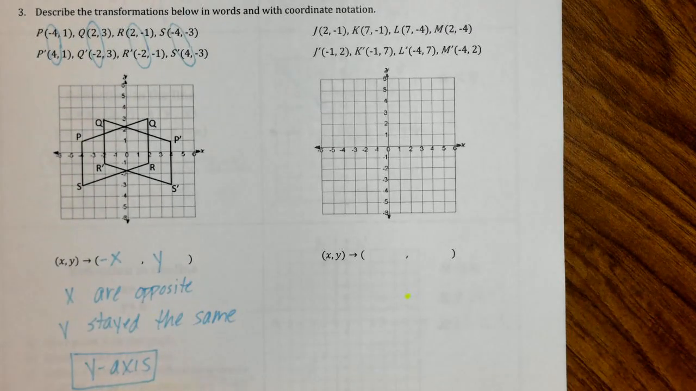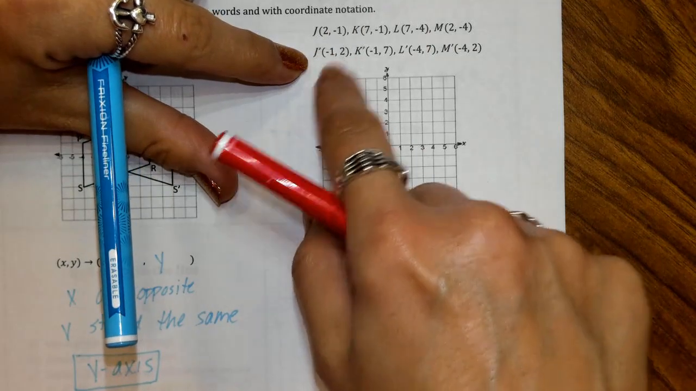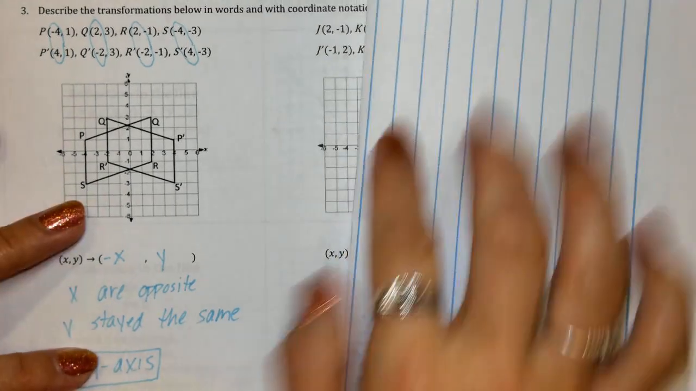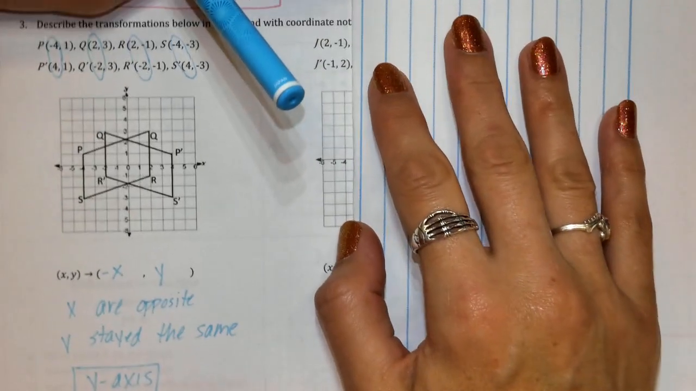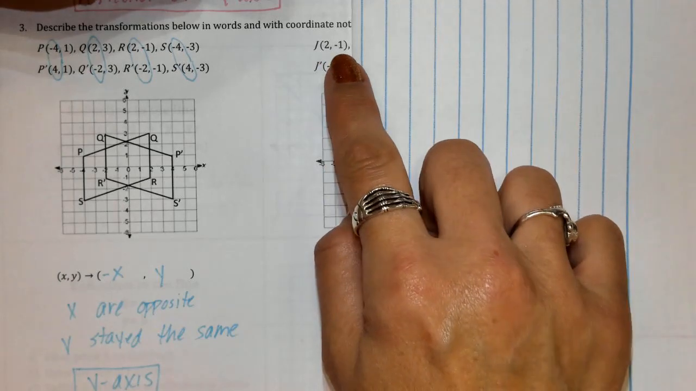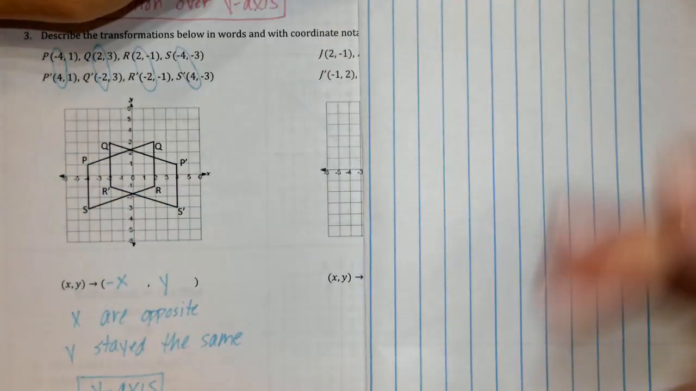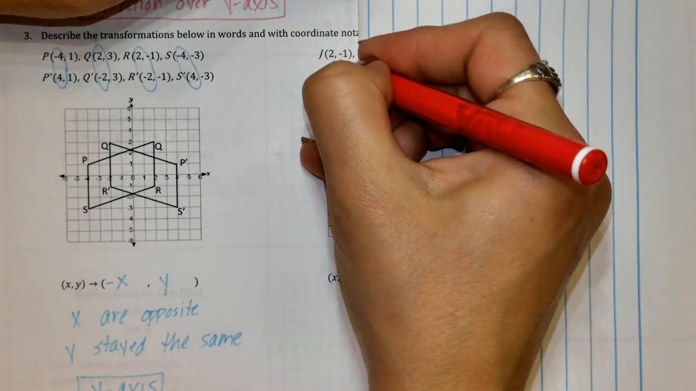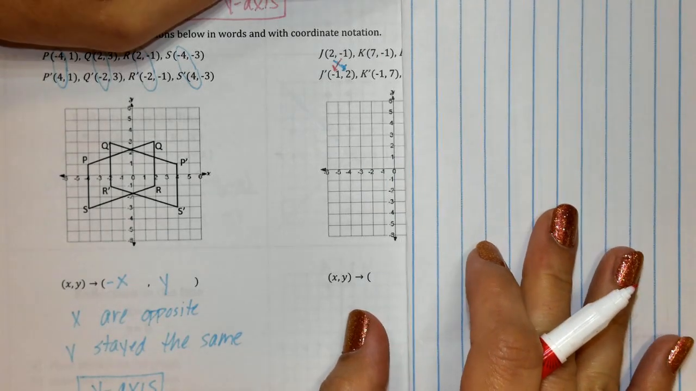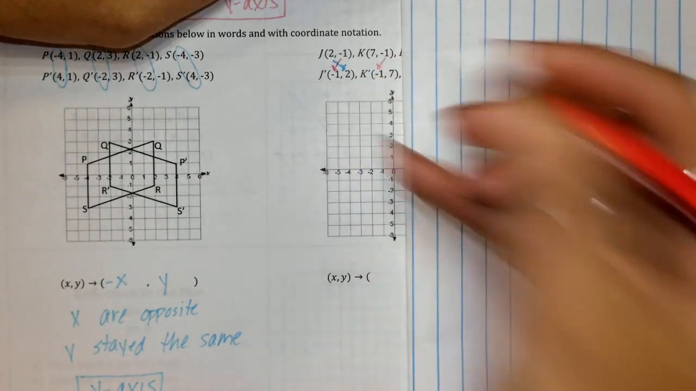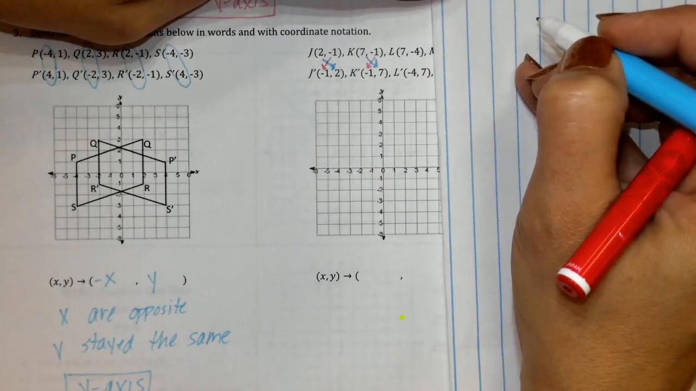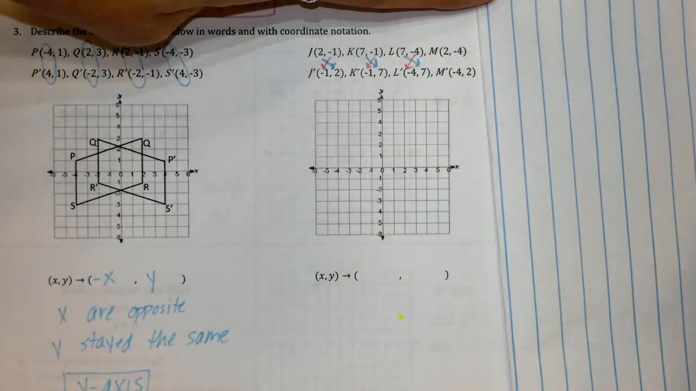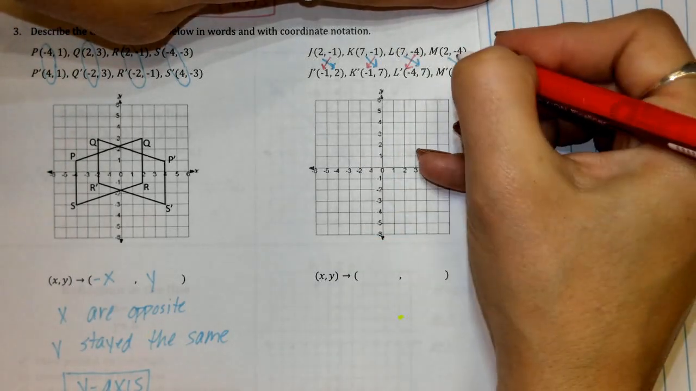What I'm noticing is the x-coordinate did not stay the same at all. It's a completely different number. But look at just right here at just J and J prime. If you notice, they switched places. The 2 went from x to y. The -1 went from y to x. Look at K and K prime. Oh, same thing. They simply just switched places. L and L prime, same thing. Your x and your y switched. Lastly, M and M prime, same exact thing.